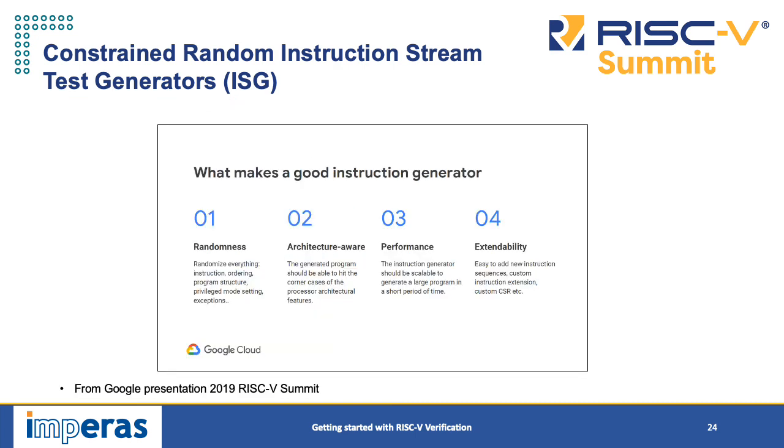What makes a good instruction stream generator is randomness, so it can get everything in terms of instructions, the ordering, the program structures. It needs to be architecture aware so it can hit corner cases. It needs to be high performance so it can scale and build large programs in short periods of time. And it needs to be extendable for adding new instructions. That's a slide from Google about their generator that they've presented a couple of times at this summit, and they are presenting actually this week.